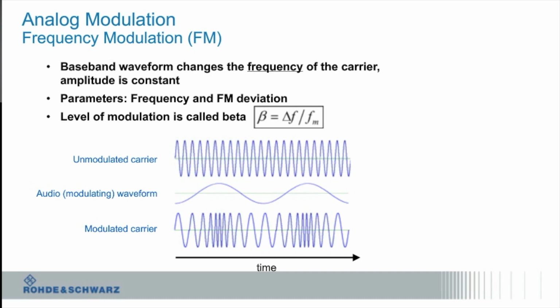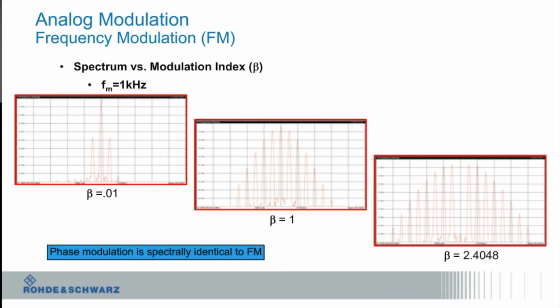Okay, so level of modulation, they call it beta. It's a change in F over F sub m. And when you look at it, similarly, it gets wider, you'll see in frequency as I increase. So instead of the amplitude of those tones going up, I get a wider bandwidth and more tones. That makes sense.